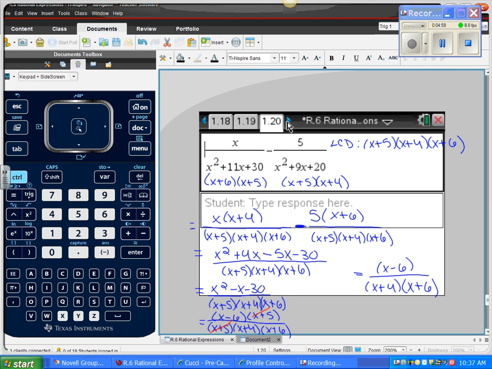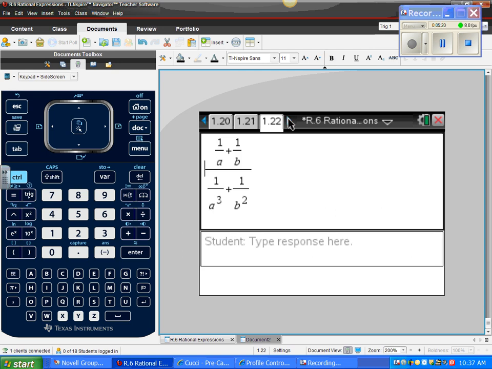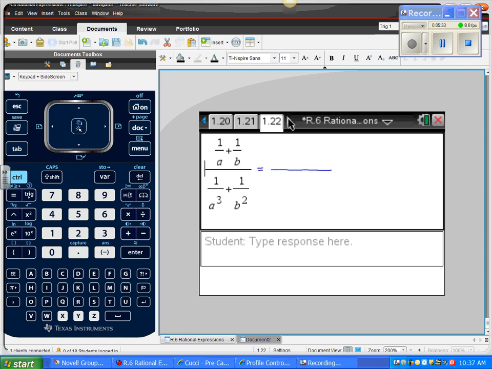All right, next page. Complex rational expressions. Don't forget, you need one fraction over one fraction in order to keep, change, flip. Very important, one fraction over one fraction. All right, 1 over a plus 1 over b, divided by 1 over a cubed plus 1 over b squared. Again, you cannot keep, change, flip until you have one fraction over one fraction. So you're going to need a common denominator in the numerator and a common denominator in the denominator.